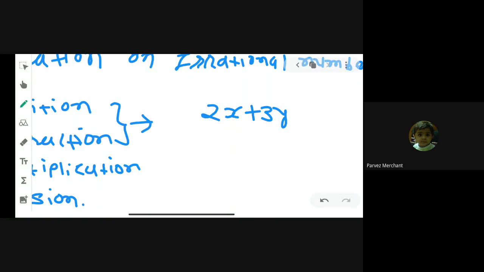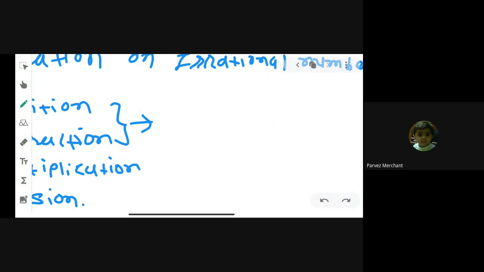Okay, now you can see if you want to add 2x plus 3x, we can add. Why? Because these two terms are like terms. Again, I am giving you one example. If you have 2x and 3x square, you cannot add because these two terms are unlike terms. So whenever you add or subtract, these terms must be like terms. Same thing we have to apply here for the irrational number.